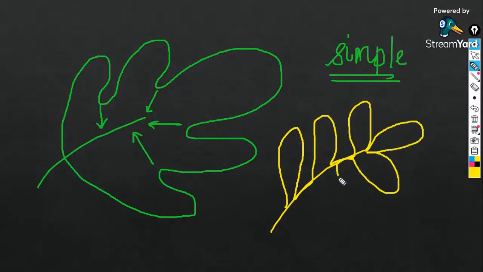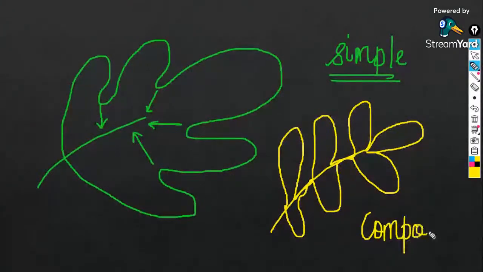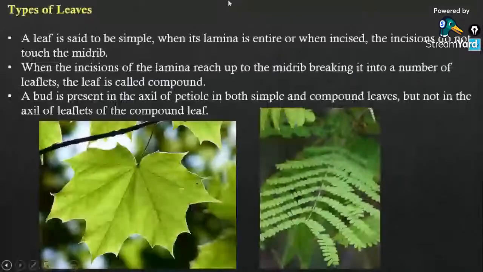If this was a type of leaf, then definitely this would be a compound leaf. So the diagram which I drew with yellow color is a compound leaf, and the diagram which I drew with green is a simple leaf. Very good, Abhijit. Like the papaya plant, you will find the incisions over there. Look, the best example diagram is shown over here.